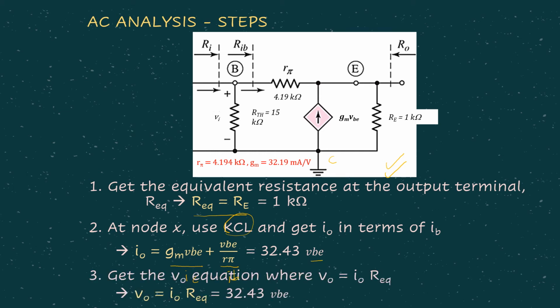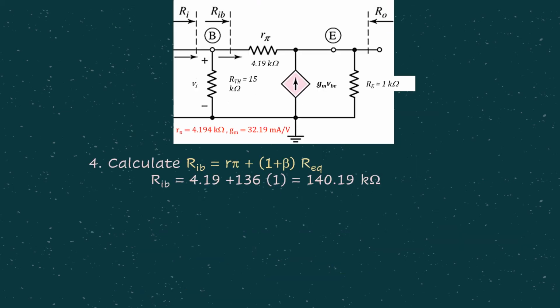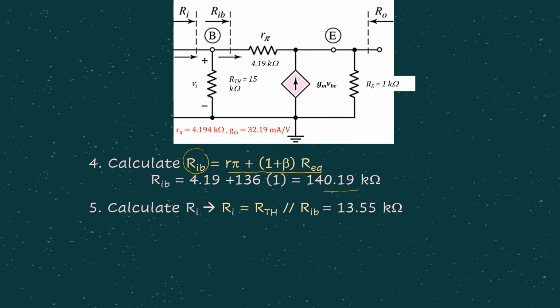Then obviously step number 3, we get the V0 equation simply by V equals IR. So from there we can get V0 in terms of VBE. Later, for step number 4, we find for RIB. In this case, RIB is straight away given by this formula. Substitute, and you are supposed to get RIB. Then later, we can get RI, where RI is actually equal to RTH in parallel to our RIB.